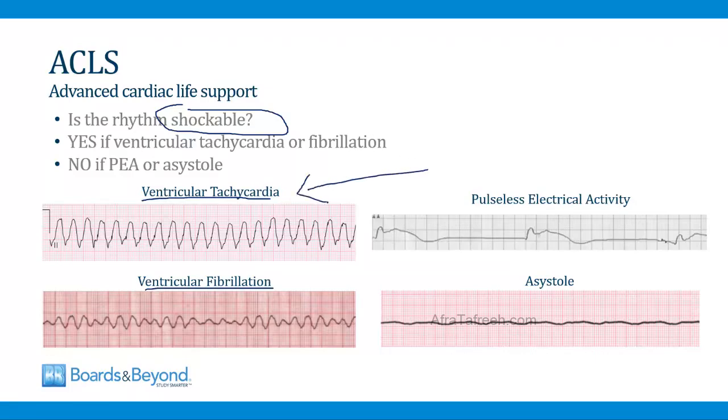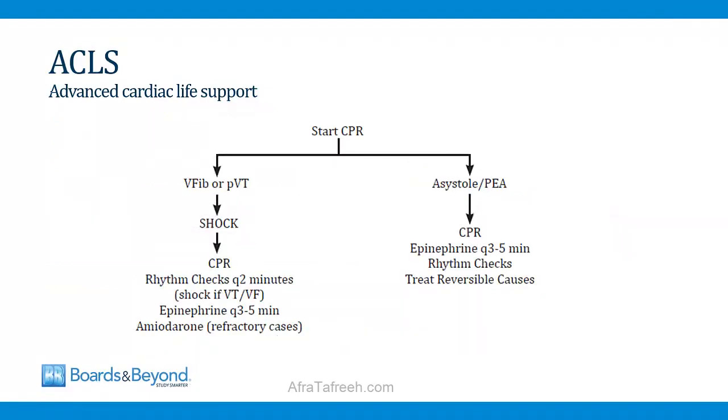If the patient does not have one of those two rhythms, if instead they have PEA or asystole, these rhythms are not shockable and therefore you don't want to administer a shock. Shown on this slide is the ACLS algorithm for the management of patients with cardiac arrest. When you're treating a patient with cardiac arrest, the goal of treatment is to achieve return of spontaneous circulation, or ROSC. And you'll hear this term used clinically, so you should be familiar with it.